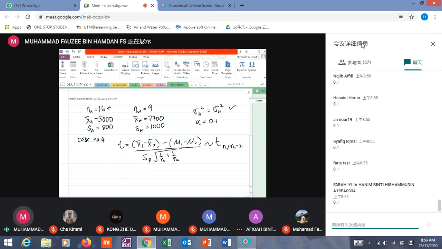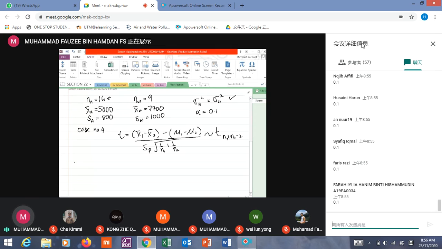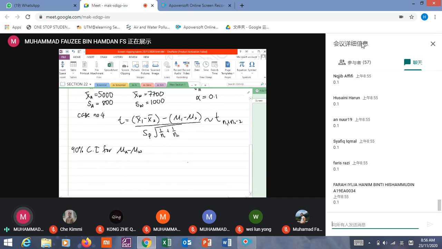Okay, after this we construct. Now we write this one: 90% confidence interval for the difference between mu A minus mu W. Must be consistent. So this is the given formula. You can take 1 as A, 2 as W. So you construct by using X bar 1 minus X bar 2, minus plus T alpha over 2.